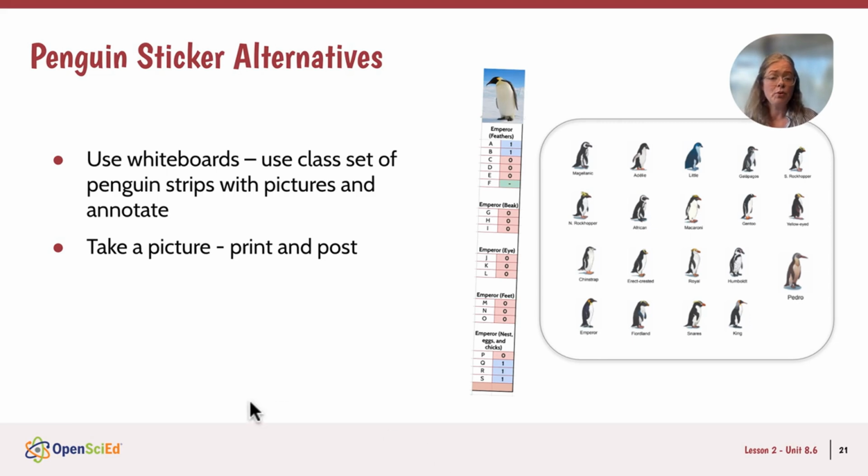Instead, I use whiteboards, and then I have a class set of these penguin strips. As I mentioned before, they are laminated and printed on cardstock, and students can just simply move those around, and then using the whiteboards and whiteboard markers, they annotate directly on that. To keep a record of it, I take a picture, I print a couple of them, and then I post those printed copies up in a public space for us to reference later.